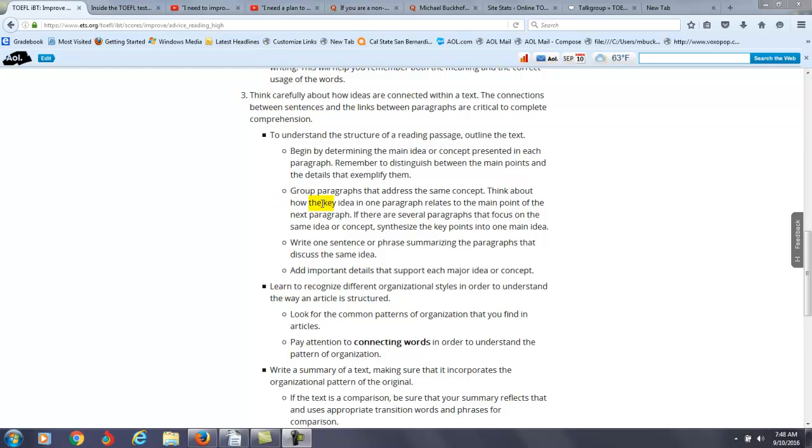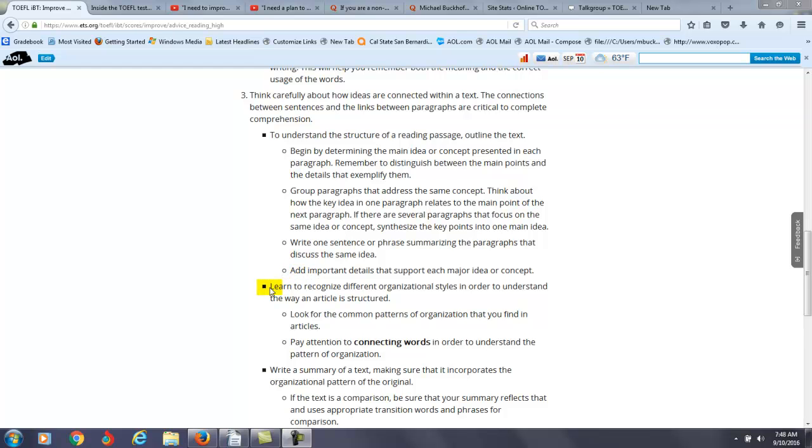It says, group paragraphs that address the same concept. Think about how the key idea in one paragraph relates to the main point of the next paragraph. If there are several paragraphs that focus on the same idea or concept, synthesize the key points into one main idea. Write one sentence or phrase summarizing the paragraphs that discuss the same idea. Add important details that support each major idea or concept. So that's also good. That helps you keep track of the main and the most important supporting points.